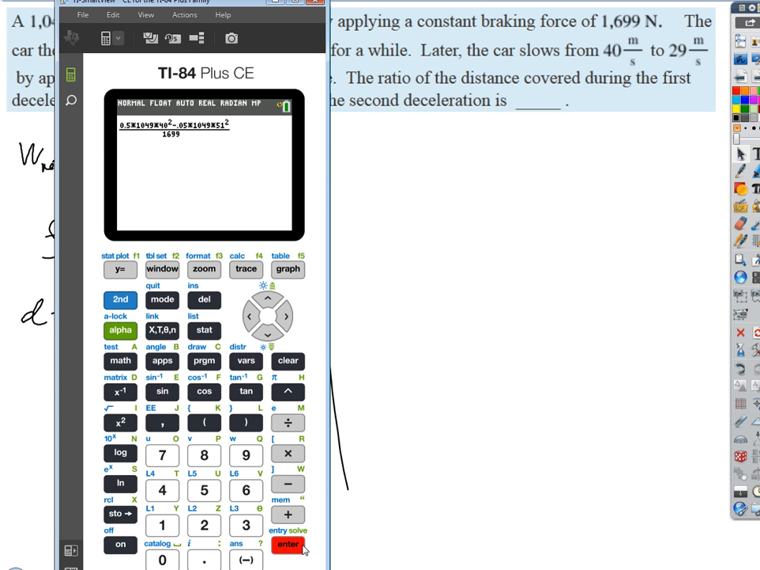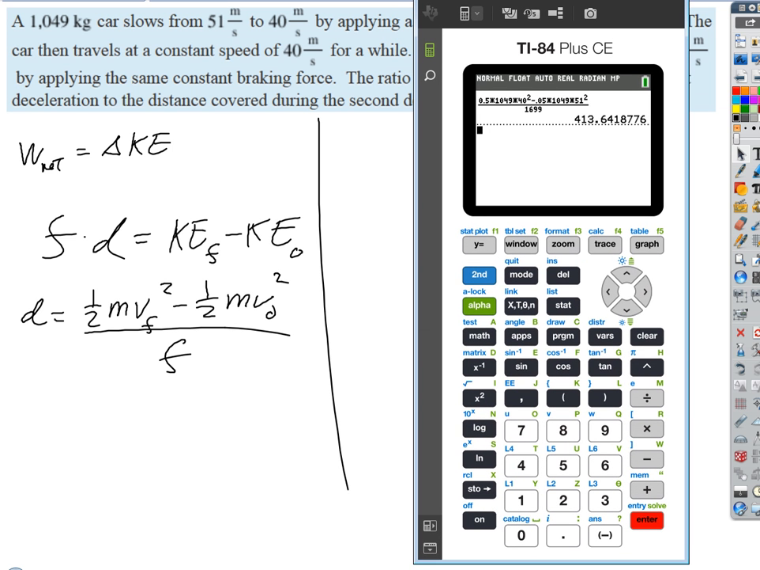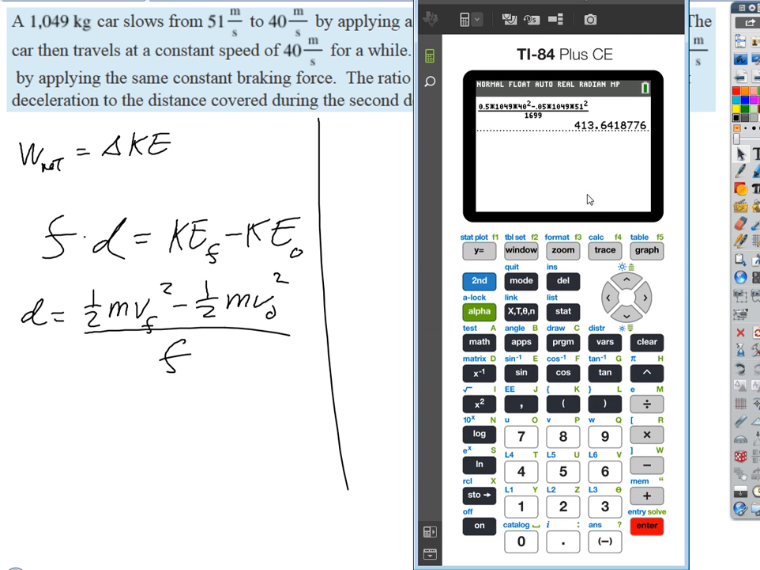Just put in the kilometers. Yep. Oh, that's easy. So for the second part, it's the same calculation, isn't it? The only difference is my initial and final velocities are different, right? Yeah. Okay.